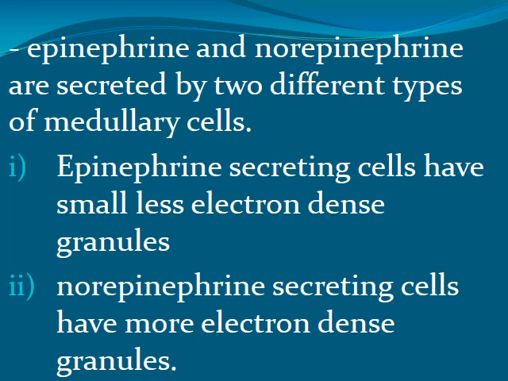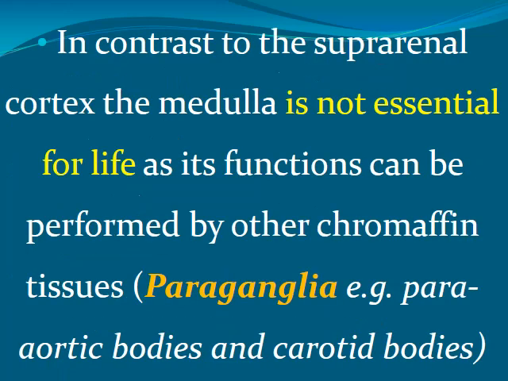Epinephrine and norepinephrine are secreted by two different types of medullary cells. Epinephrine secreting cells have small, less electron dense granules, while norepinephrine secreting cells have more electron dense granules. In contrast to the suprarenal cortex, the medulla is not essential for life, as its function can be performed by other chromaffin tissues, that is paraganglia, for example para-aortic bodies and carotid bodies.